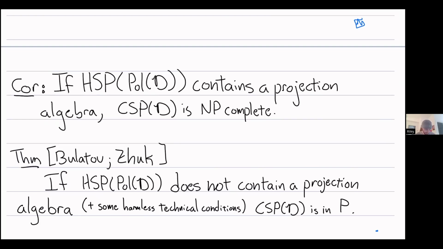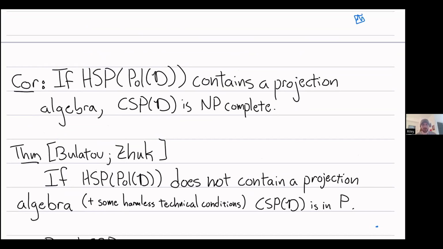Okay. So in particular, if P is not equal to NP, then having an NP complete CSP is exactly the same as having a non-trivial projection algebra in your HSP, up to passing to a core and expanding by unary relations. That's a brief sketch of the algebraic approach to CSPs. So any questions so far?